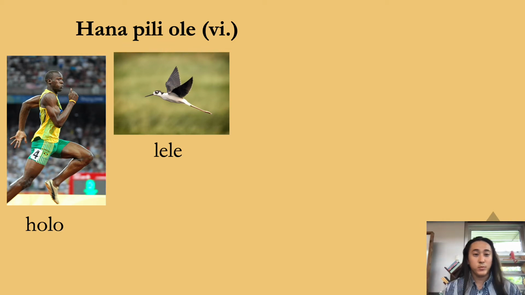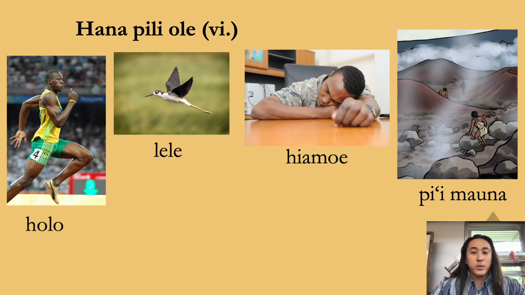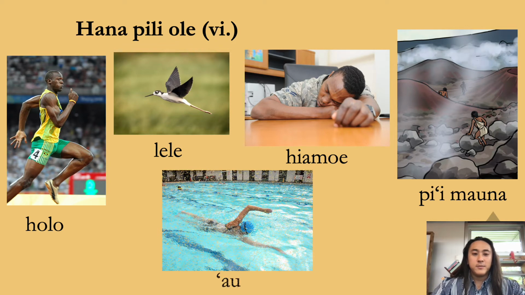Lele, to fly. When you lele, it's not dependent on anything to complete this action, to fly or to jump. Lele can also mean to jump. Hiamoe, there's nothing really required that hiamoe needs to affect in order to be successful. Hiamoe, intransitive verbs. Pi'i mauna, to hike. You hike, not dependent on anything. Au, to swim. Kind of just going swimming. This will be a little bit clearer in the next slide. It's not really dependent on something.